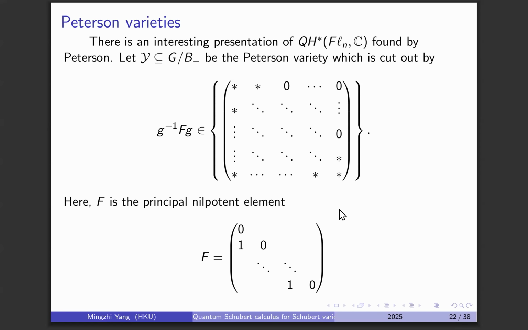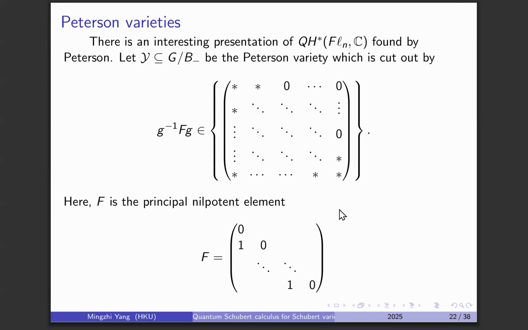Yeah, I will introduce a presentation of the quantum cohomology ring discovered by Peterson. Let Y be the closed subvariety in G/B defined by this simple reflection. So an element gB lies in the Peterson variety if and only if the conjugate of the principal nilpotent element F under the action of g has this pattern.